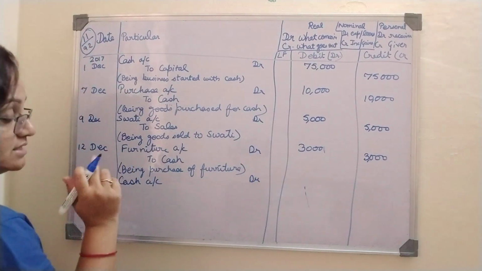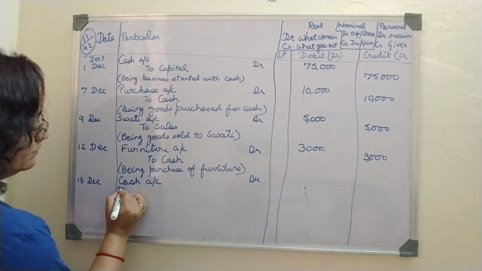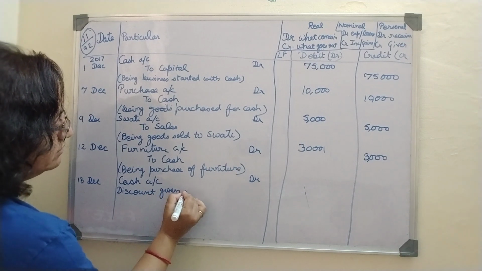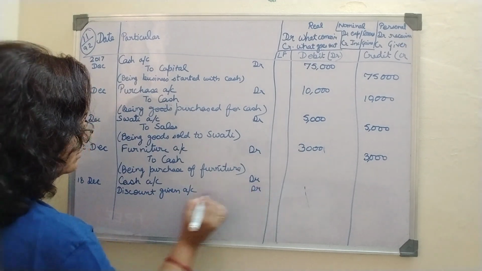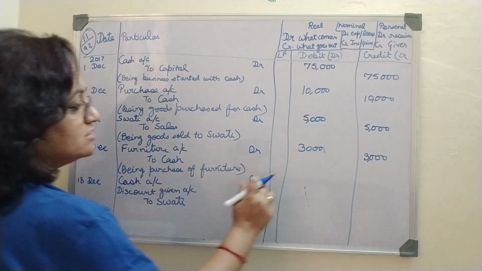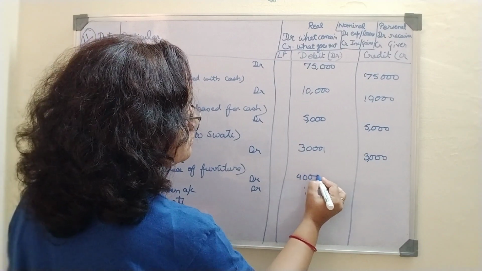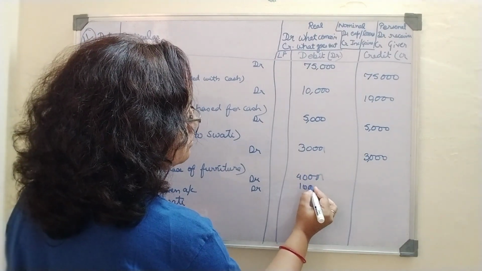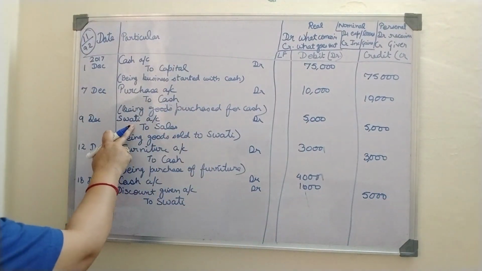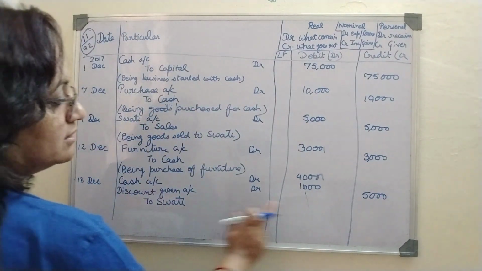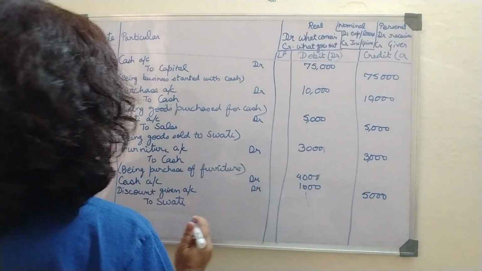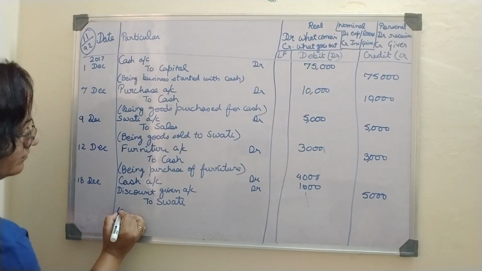because we have received from her, so cash will come. Discount given account debit to, who is the giver? Swati. So cash how much we have received? 4,000. We have given her discount of 1,000 and her account has gone 0. If you see, Swati, we were supposed to receive 5,000. For Swati it is 5,000. But how much cash we have received? 4,000, and we have given her discount of 1,000.